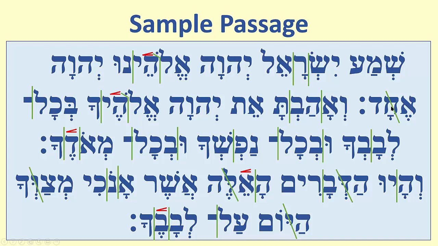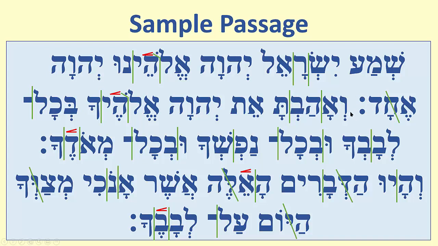Oftentimes, when a guttural rejects a dagesh, it will cause the previous vowel to lengthen, but not always, especially with chet and hey. So here we do actually have a closed syllable ech and a closed syllable chad. Because this long kamatz is in a closed syllable, it must get the accent, echad. These two dots mark the end of the verse.